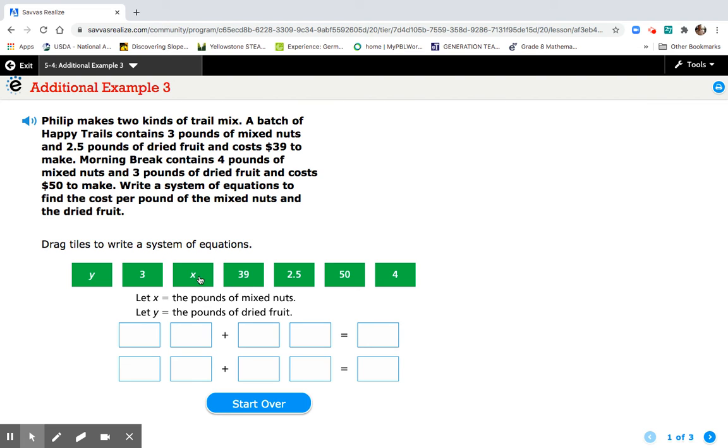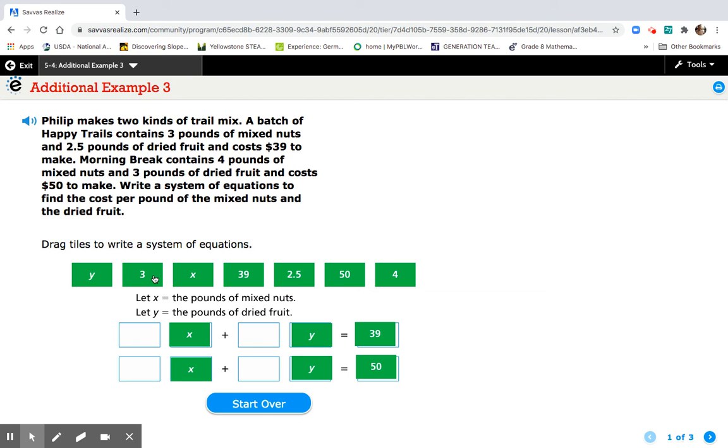And we have some different values here that we're going to fill in. This is kind of like the Jamboard that we did, right? So both of my equations are going to have X and Y. We're going to write this in standard form here. And these dollar amounts are the totals here. So one equation is going to be equal to 39, and the other one's going to be equal to 50.